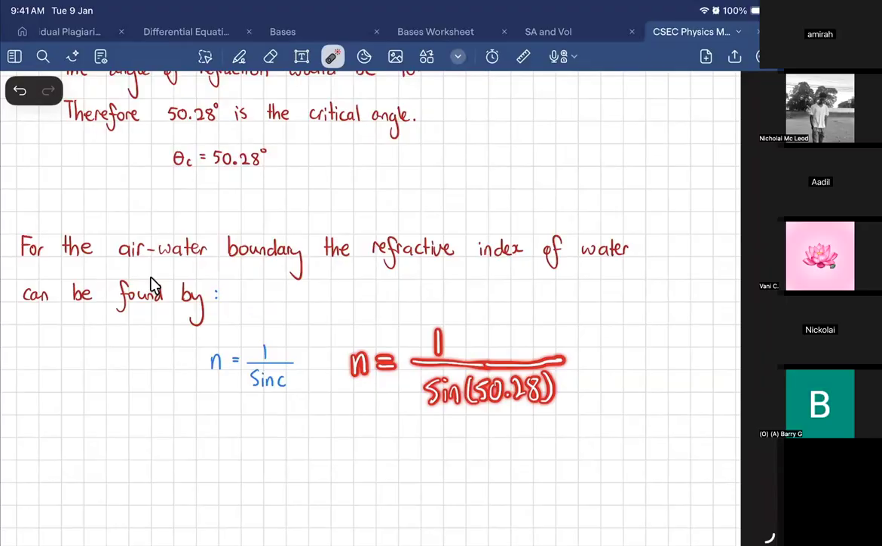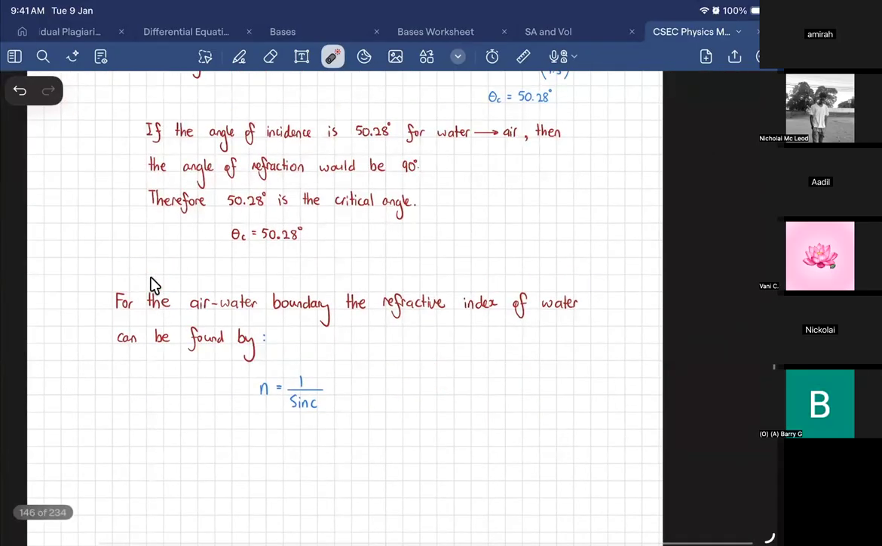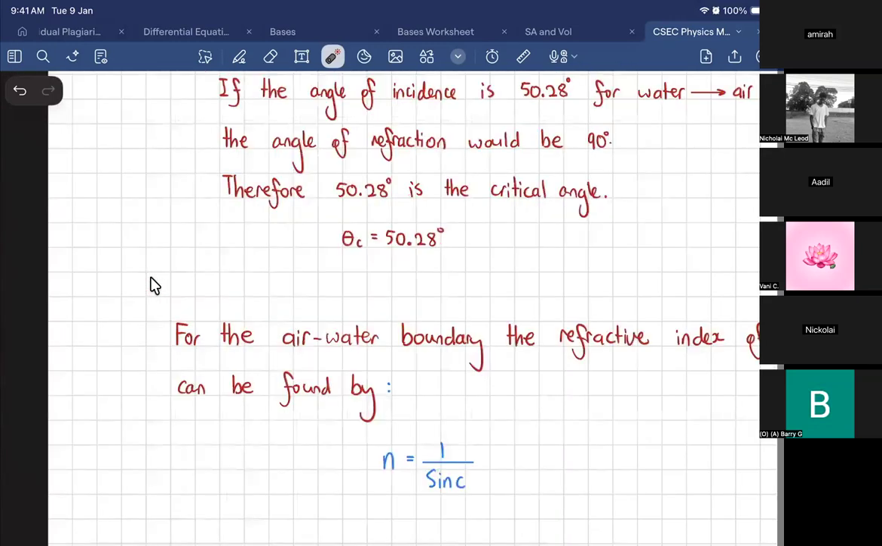No. This formula allows us to find the refractive index of water for the air to water boundary. So plug it into your calculator and you'll tell me what you get. You'll get 1.3, not the 90. That 90 is the angle of refraction, right? This formula is an easy way to find the refractive index of water for the air to water boundary. You just need the critical angle. That's all. So remember this.